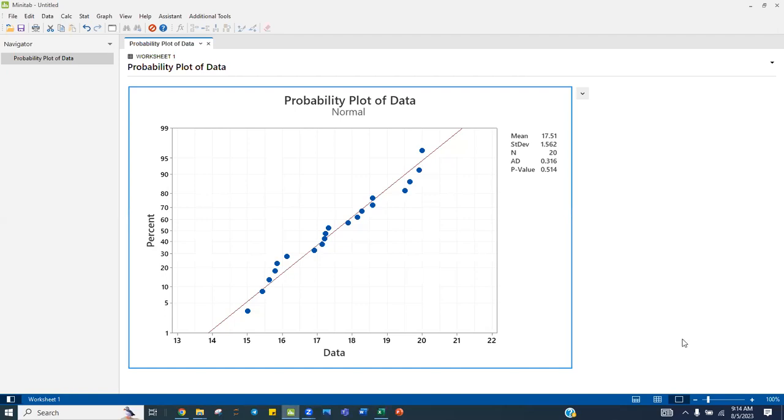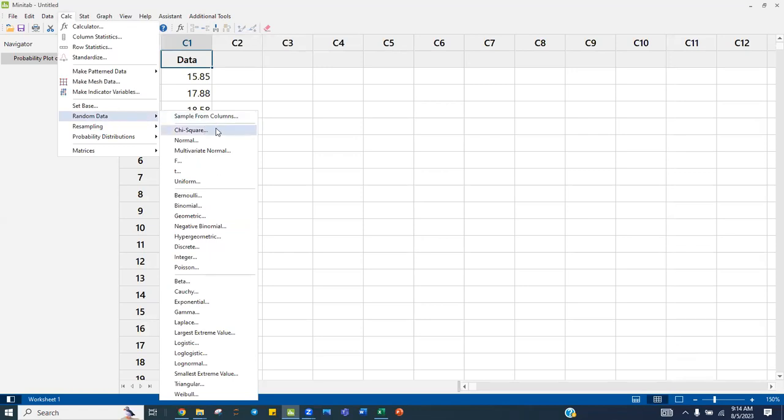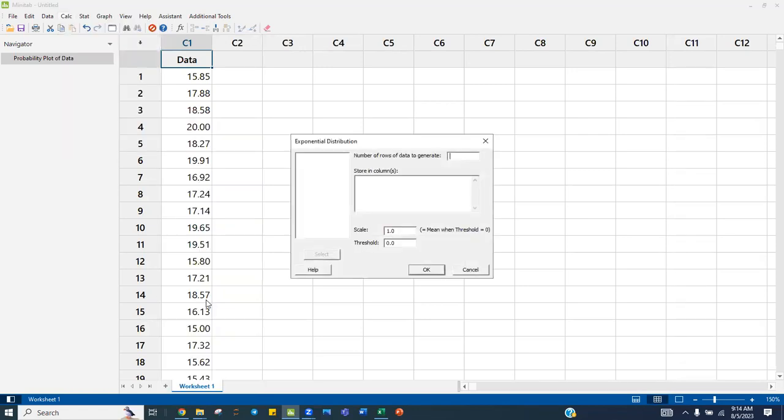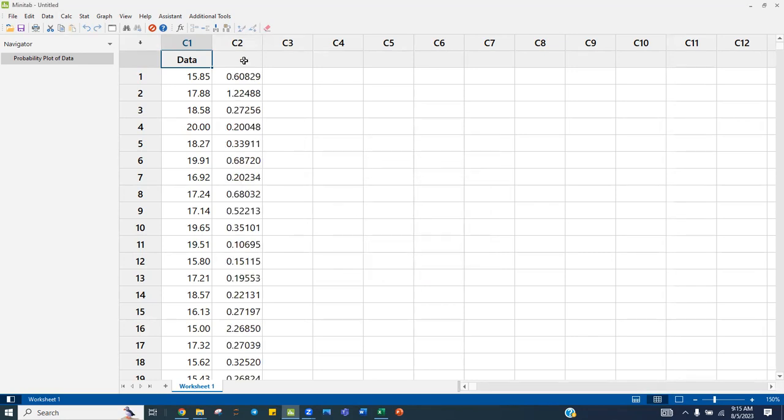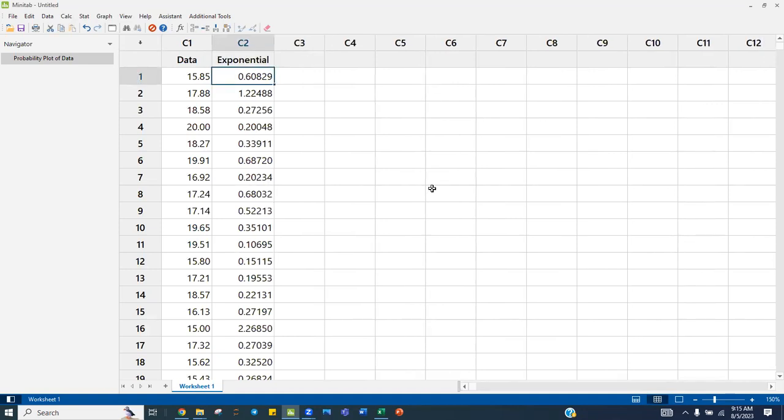Let's do one thing. Let's generate some not normal data in Minitab itself. Maybe I'll go to Calc, Random Data, and select any kind of distribution. Maybe I'm selecting exponential just for this case. You select the number of rows, maybe 50 data points, and store them in column C2 with a scale of, let's say, 0.5, and the threshold is 0.01. So I have generated exponential data.